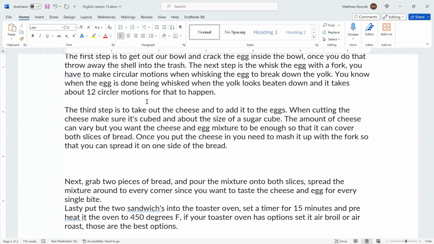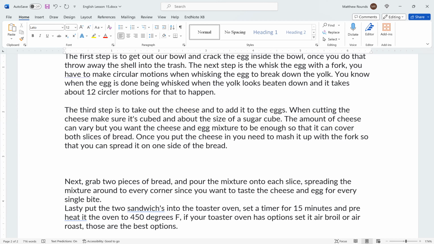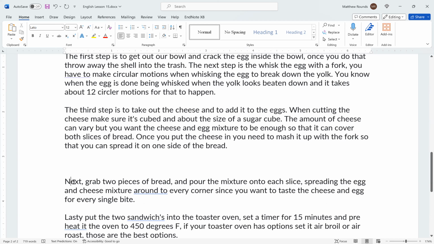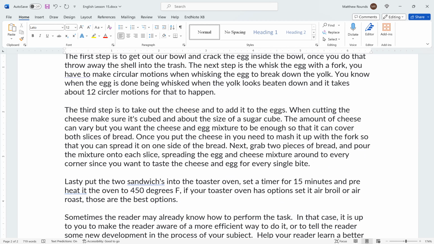Okay. So next grab two pieces of bread and pour the mixture onto each slice, spreading the egg and cheese mixture around to every corner since you want to taste the cheese and egg in every single bite. Okay, that's really good. Now, are you holding this while you're doing it? I hold it, but I also recommend you can put it on a cutting board just in case you want to be more precise.